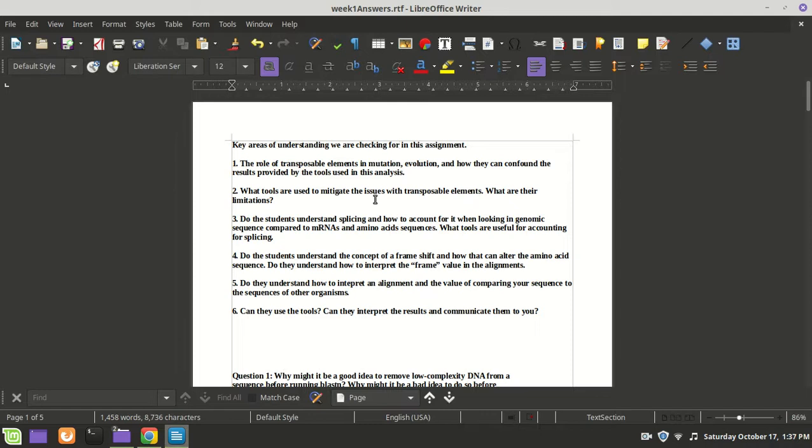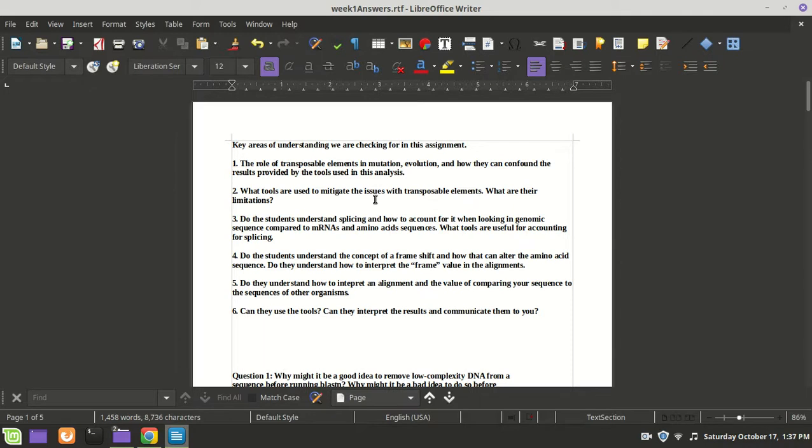Now, what is a low complexity region? It's a region like all A's, all T's. Those would be extremely low complexity. There's not much difference in the sequence from one letter to the other. They're all the same. That would be the ultimate low complexity region, just a long stretch of A's or a long stretch of T's.